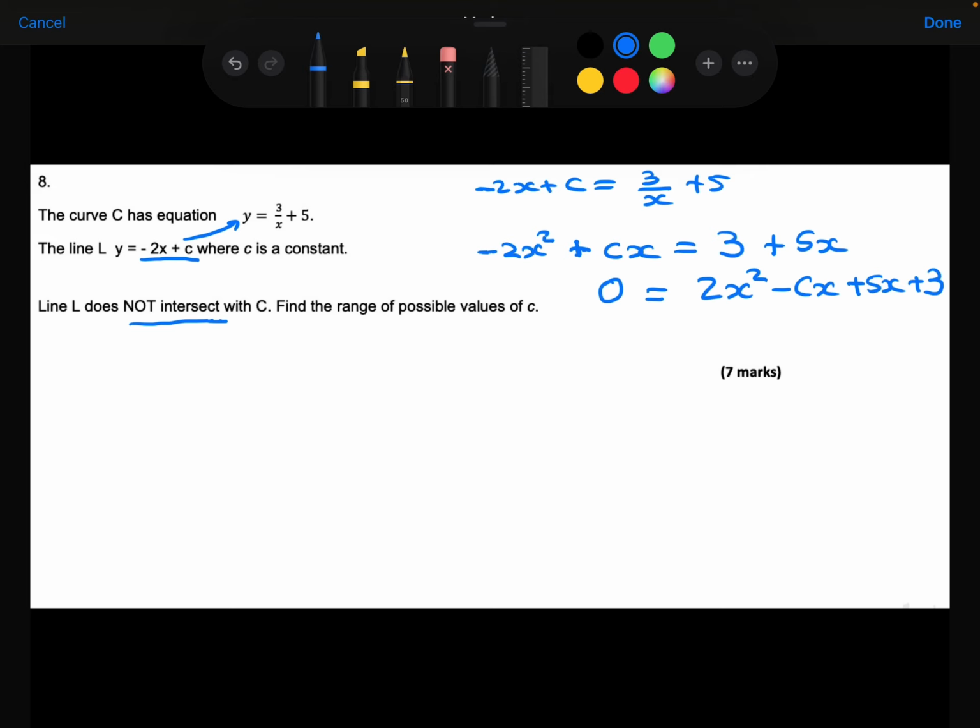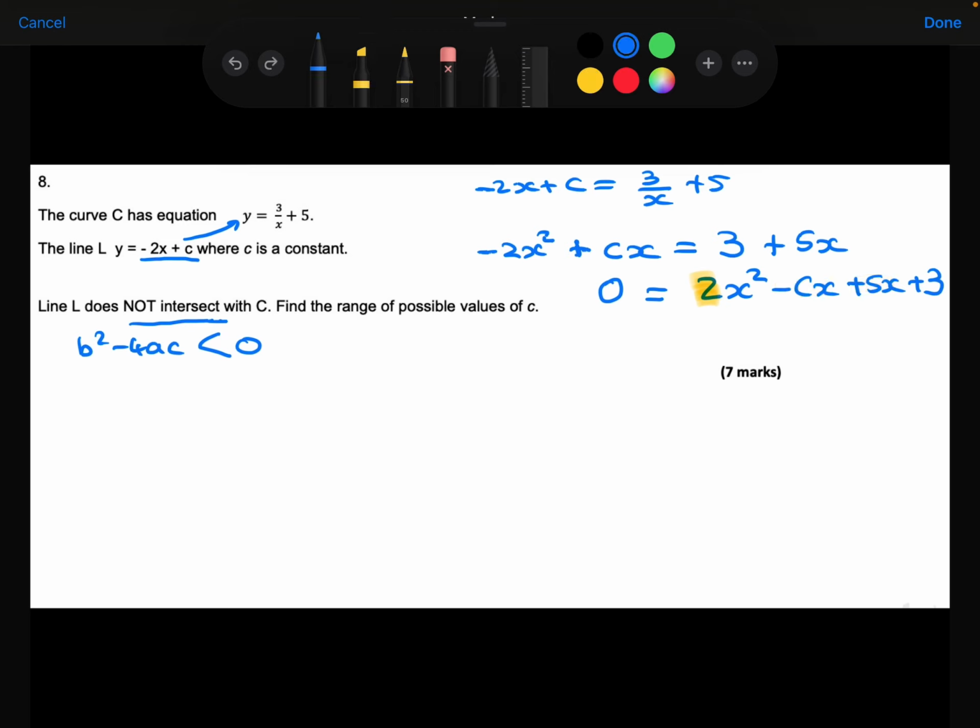Now, like I said, I've got this quadratic, and I know that there are no solutions to this. So I know that b squared minus 4ac is negative. So now I'm interested in what's a, what's b, and what's c. Remember, a is the coefficient of the x squared. So a is 2. Now b is the coefficient of x. But notice I've got two x terms here. So I need to deal with that.